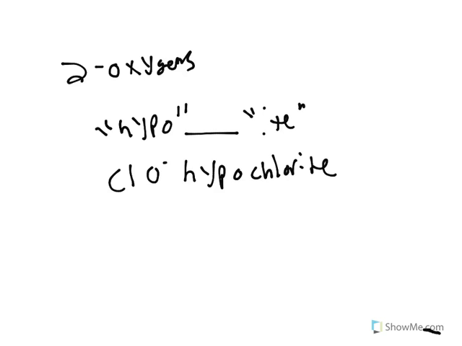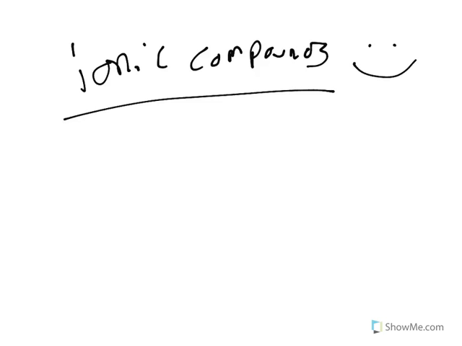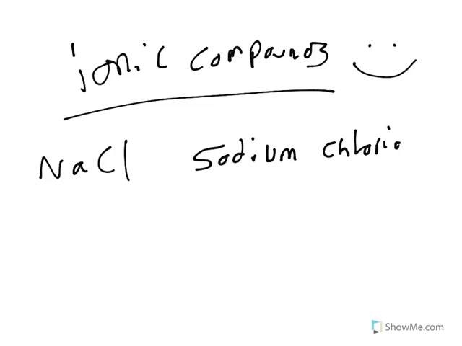Now, why did I just teach you this? What are you going to do with the names of these anions? Well, now what you're capable of doing is naming ionic compounds. So, what is this? Sodium chloride. And I just jumped in a bit ahead.